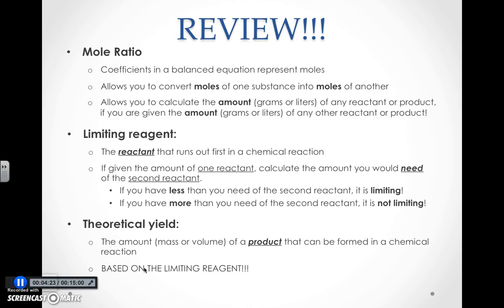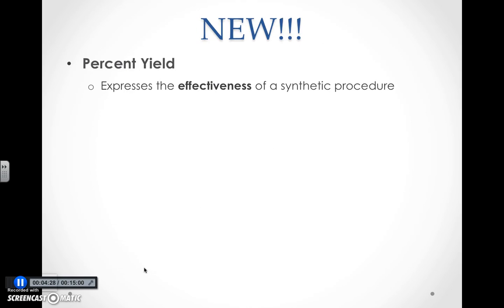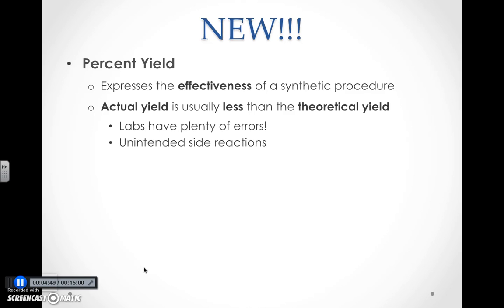Now, here's the only thing that's new. Percent yield. It basically expresses the effectiveness of a synthetic procedure. So while we've been doing all these calculations on paper, in the real world it happens a little differently. And the actual yield is usually less than the theoretical yield. Now, sometimes it's more, but for the most part it is less. So why is that? Well, labs have plenty of errors involved in them, and there are also unintended side reactions going on that you can't control.